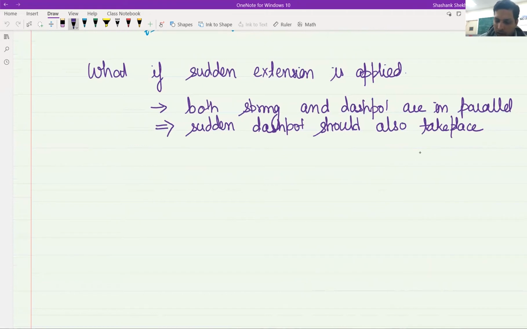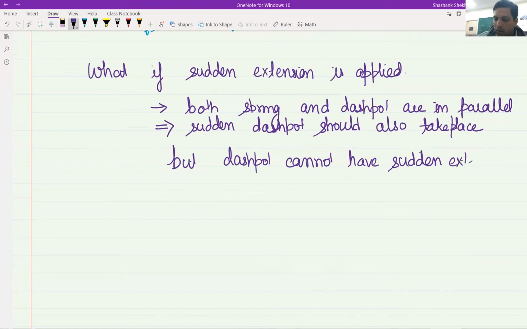So first let me write, but dashpot cannot have sudden extension, and hence it implies impossible condition.